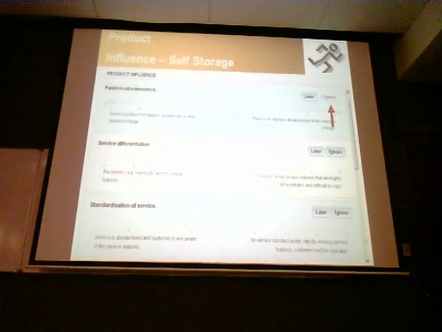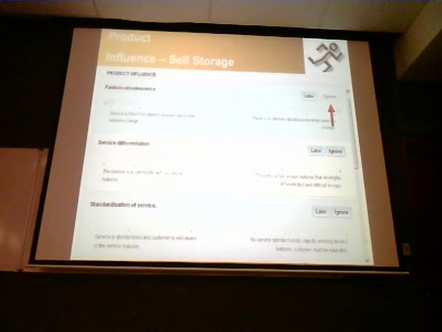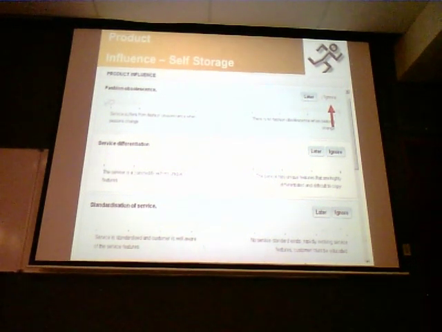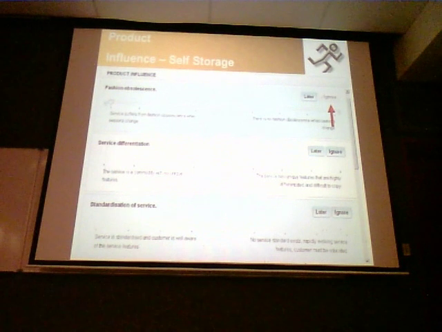Service differentiation. Is it a commodity with virtually no unique features, or are there lots of different unique features? What do you think? Self-storage facility, garage. Lots of unique features, or a commodity? Commodity. So grab the slider bar and move it across to here. It's down this end.